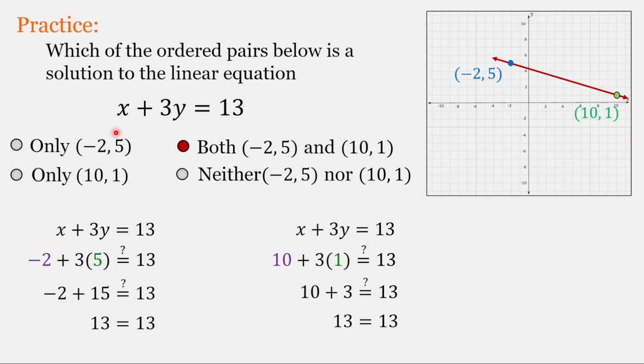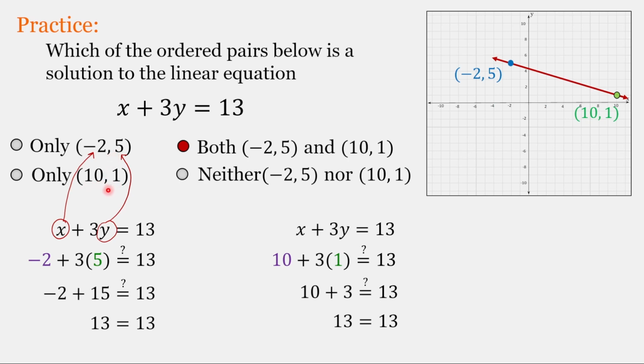To determine if an ordered pair is a solution to a linear equation, we're going to take that linear equation and we're going to evaluate it at that ordered pair. So wherever there is an x, we're going to put in a negative 2 for that first ordered pair. And wherever there is a y, we're going to put in a 5. This results in 13 equal to 13. This is true. So negative 2, 5 is a solution to the linear equation.